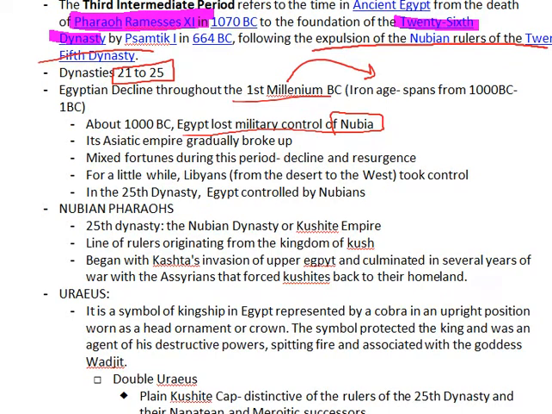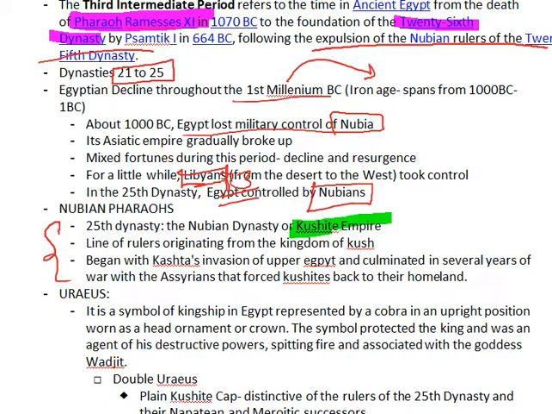Its Asiatic empire gradually broke up. Mixed fortune during this period, decline and resurgence. For a little while, Libyans took control. Libyans were people who the Egyptians controlled. They were controlled by Ramesses III, as we mentioned, and in the 25th dynasty, Egypt was controlled by Nubians. So now we have Nubian pharaohs. 25th dynasty, the Nubian dynasty, or the Kushite Empire. You may have heard of that name, Kushite Empire, before.